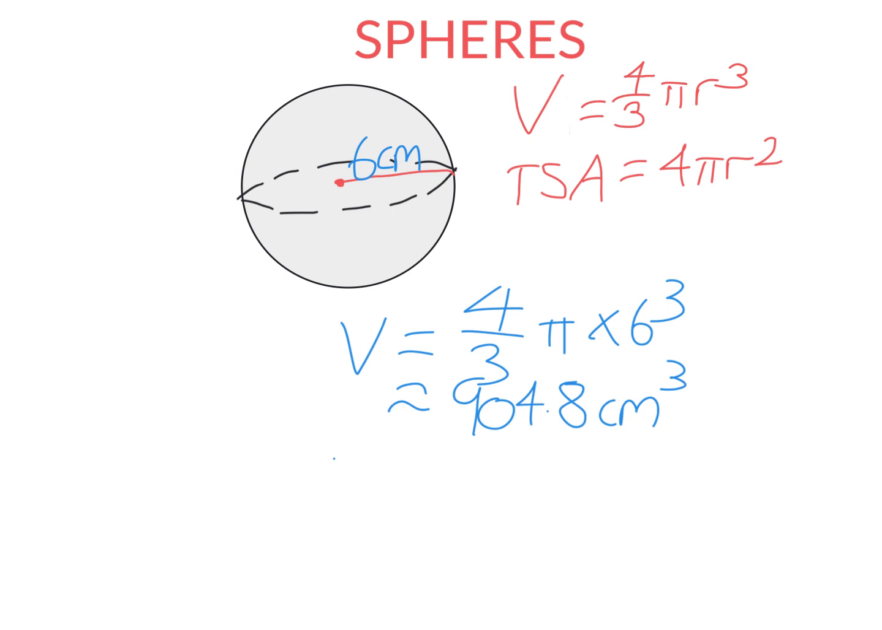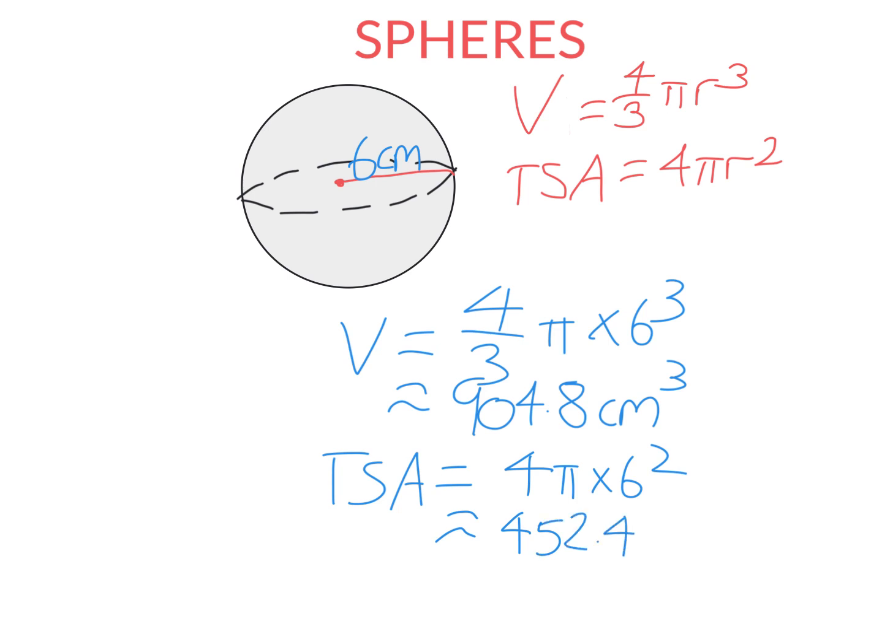The total surface area, on the other hand, is just 4 pi r squared. And putting that on our calculator, we get about 452.4. And remember, area is always in square units. So how easy is that? All right, let's now look at a harder question involving spheres.